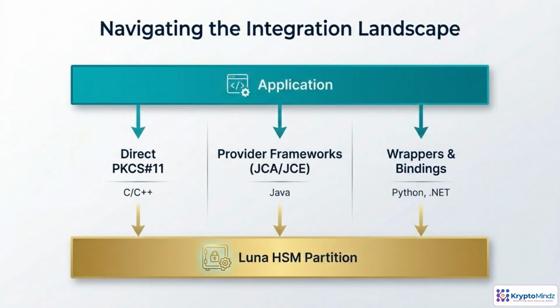When you integrate with a Luna HSM, you're really choosing how close your code gets to PKCS#11. At one extreme, C or C++ talk directly to the PKCS#11 API. That's fast, powerful, and very detailed. Java typically uses provider frameworks like JCA or JCE, trading some control for portability. Languages like Python, .NET, or Go often rely on wrappers or even external helper processes, which simplify development and improve isolation.